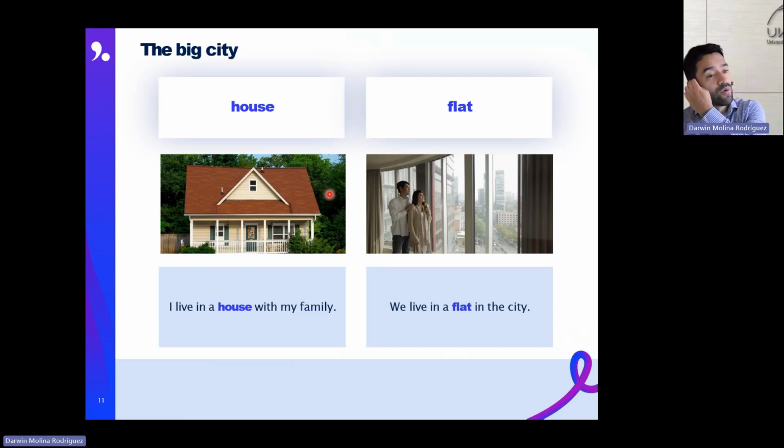All right. Here we have more vocabulary. The big city, house or flat. House, bueno, la casa. Flat is an apartment. Puede decir apartment o puede decir flat. Okay. I live in a house with my family. I live in a house. We live in a flat in the city.